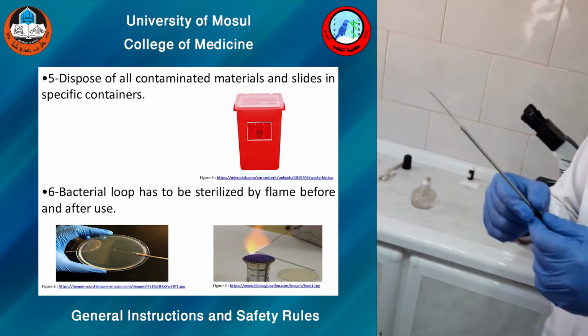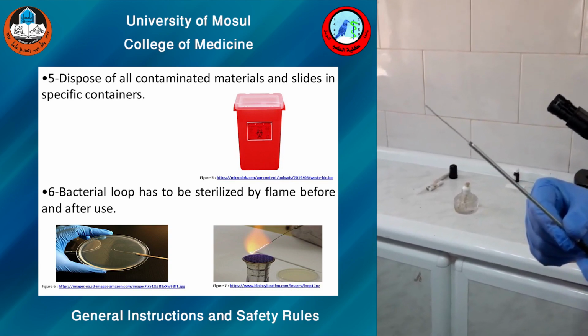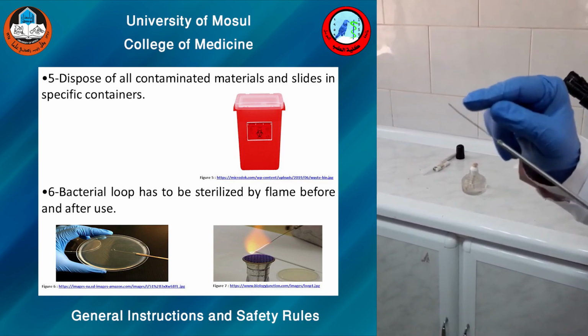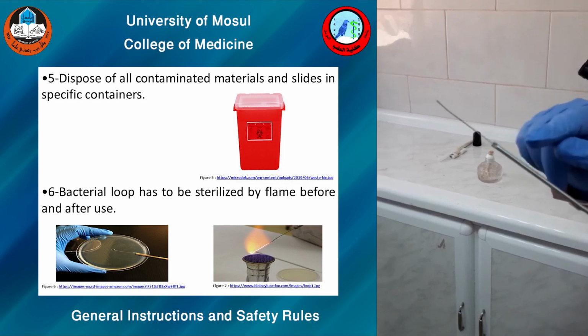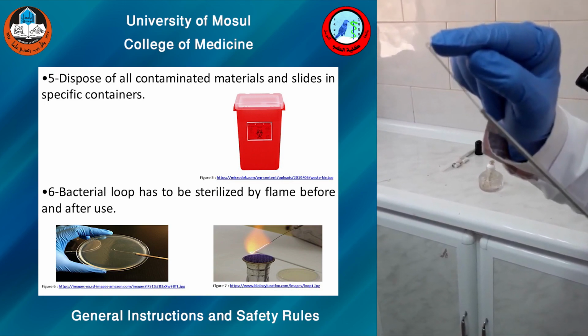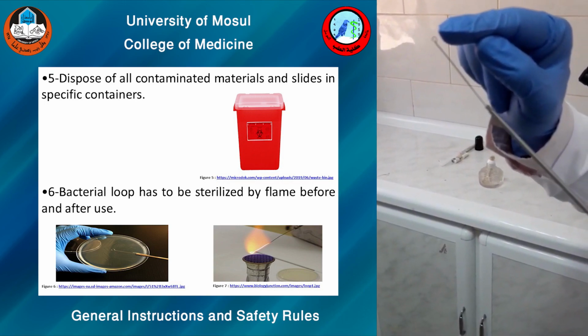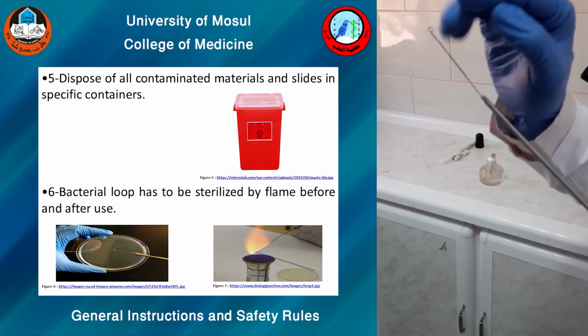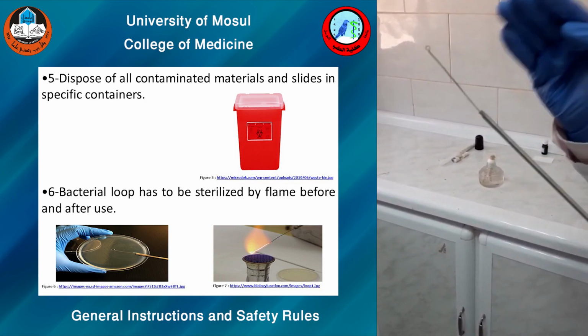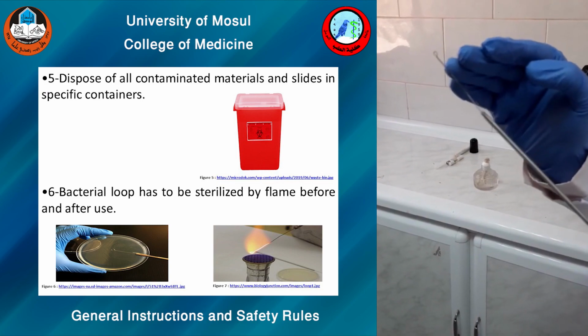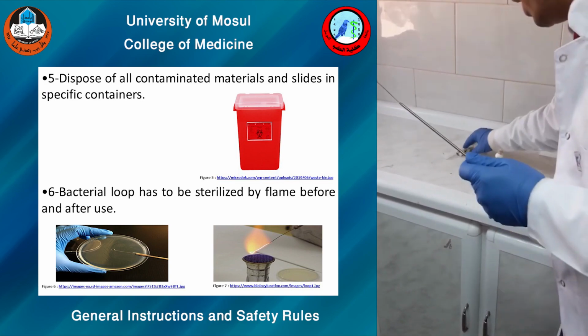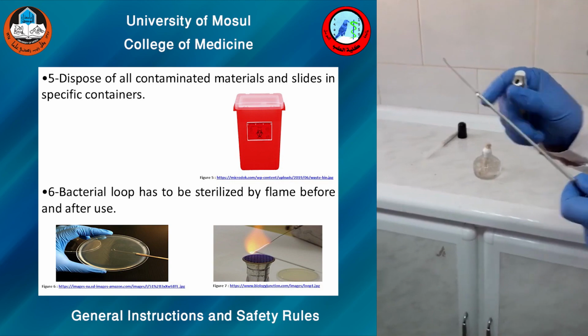This is a bacterial loop, which is an instrument that is used to transfer the specimen from one place to another. It has a circular end. This is the circular end by which we catch the specimen and transfer it from one place to another. Sterilization of the bacterial loop is done by putting it over the flame.